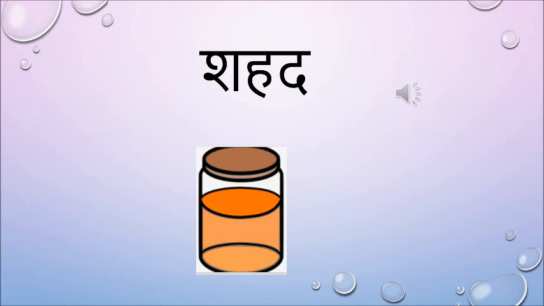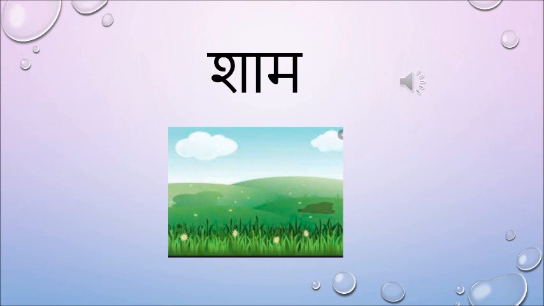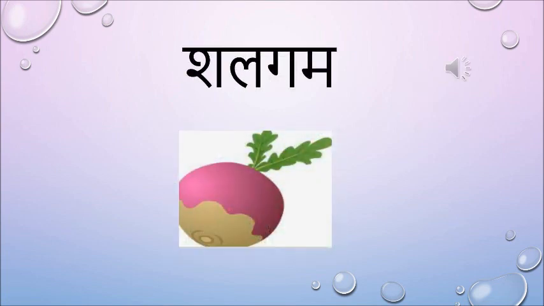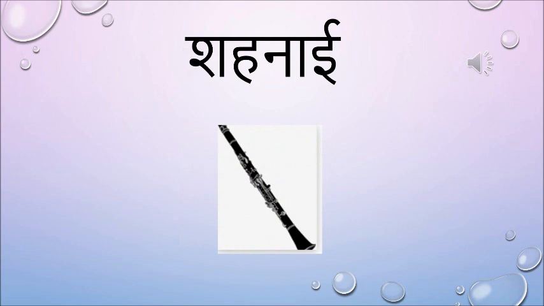Shahad means honey. Sham means evening. Shalgam. Shalgam is a vegetable. In English, we call it turnip. The next one is shehnai. Shehnai is a musical instrument.